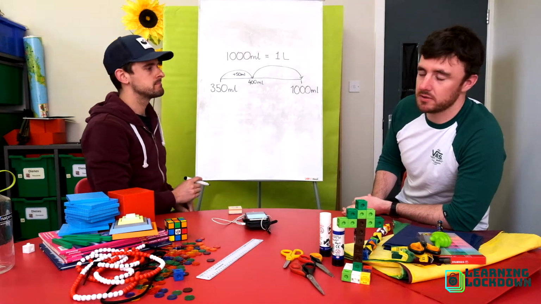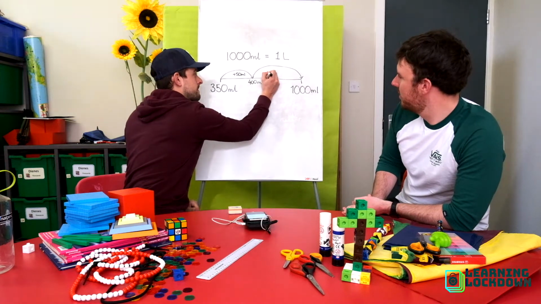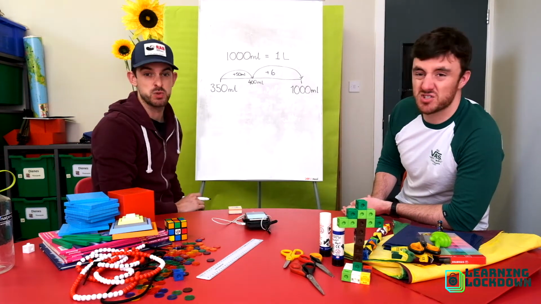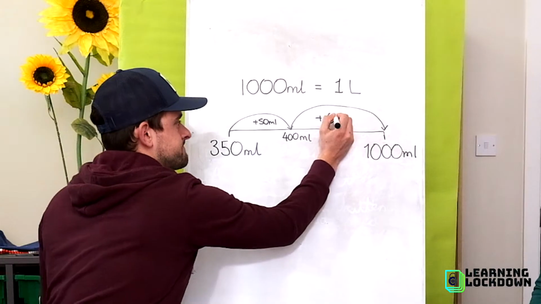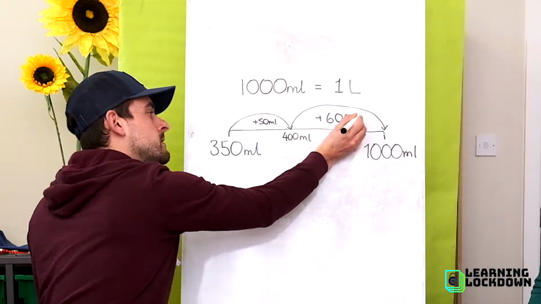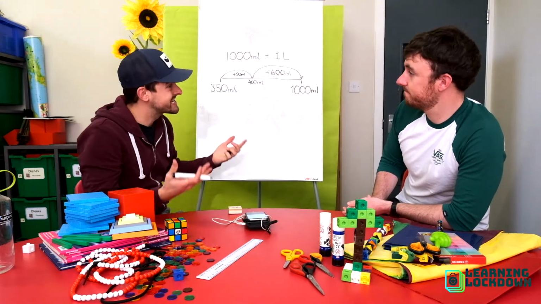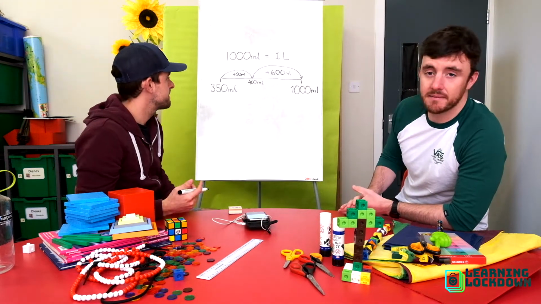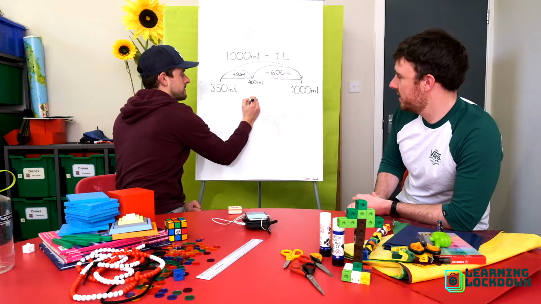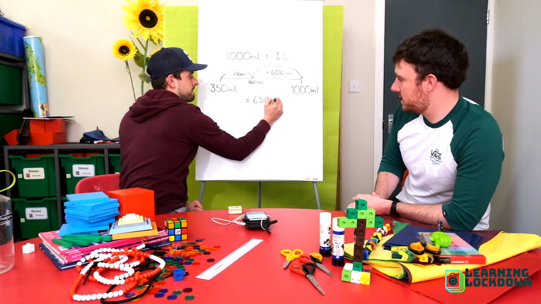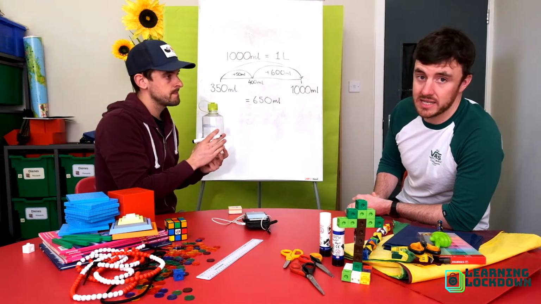Well, I know my number bonds, so I know that to get from 4 to 10 is a jump of 6. But we haven't just jumped 6 ones, we've actually jumped 6 hundreds. So we jumped 50 millilitres and then 600 millilitres, but all together, we've just got to add them together. So 600 plus 50, easy, 650. And that's how many more millilitres Mr. A would have to add to his bottle in order to fill it to 1 litre, 1,000 millilitres.